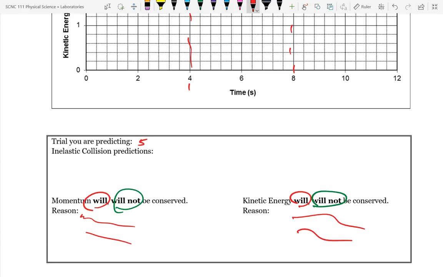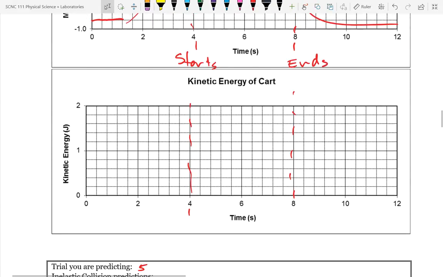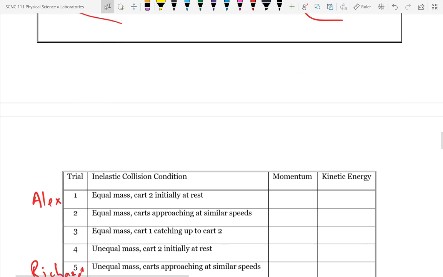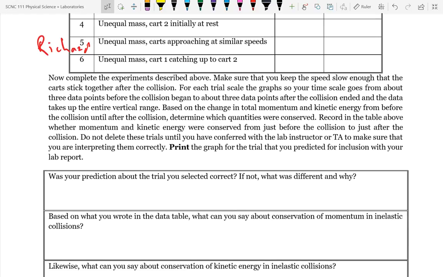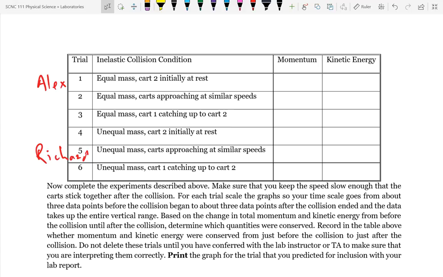You didn't do the "what do I think is going to happen, is that really what happened" process. So I want you to do all of this before you do the experiments. Now, after I've written this down, now you're going to do the experiments. And for each experiment, and I'll show you how to do this, you're going to scale your graph so it just shows the before the collision, during the collision, and after the collision. And then you're going to look at the momentum from before the collision to after the collision, the total momentum.